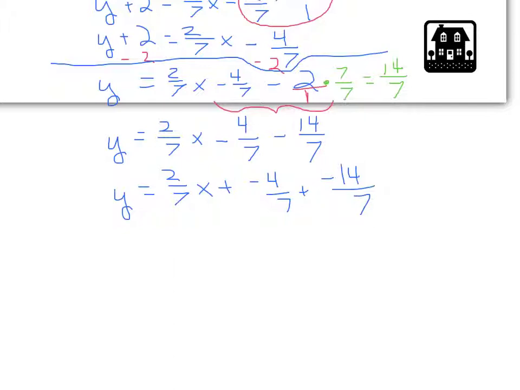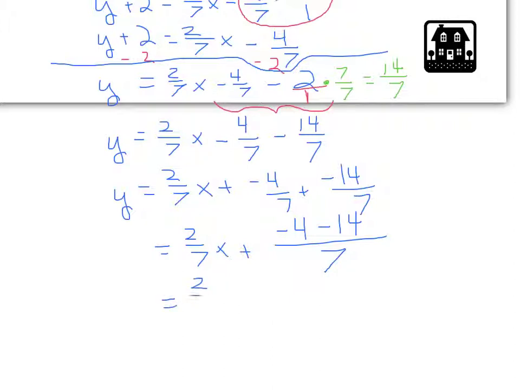So I only do this because when I go to this step and put everything over 7, I want to have minus 4, and then I can have minus 14 or plus negative 14, that doesn't matter. But this is correct. 2/7x plus and then minus 4 minus 14. It wouldn't be minus 4 minus 14. So that's why I changed addition to subtraction, or subtraction to addition.